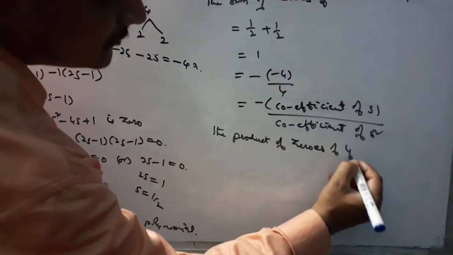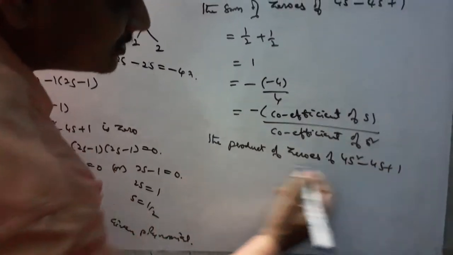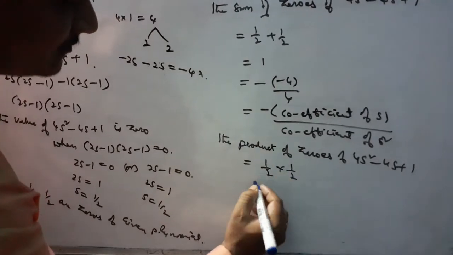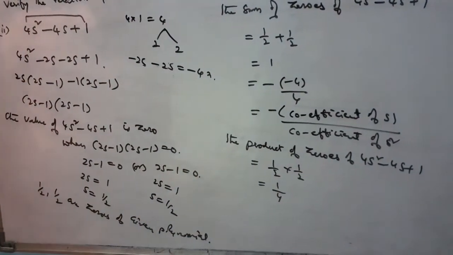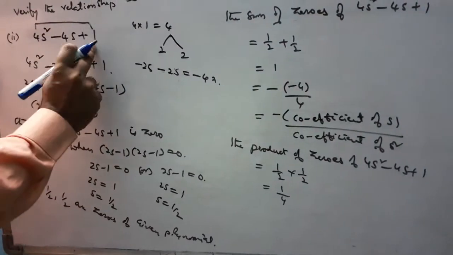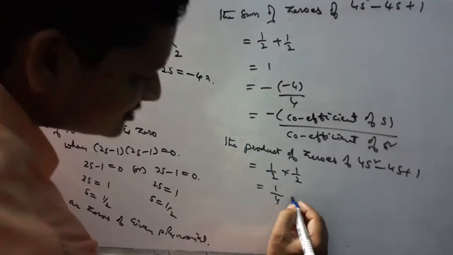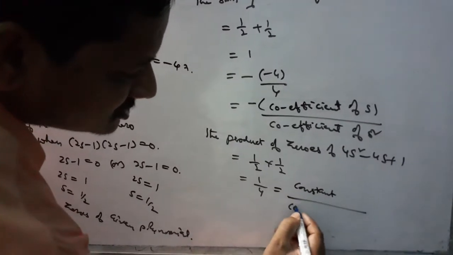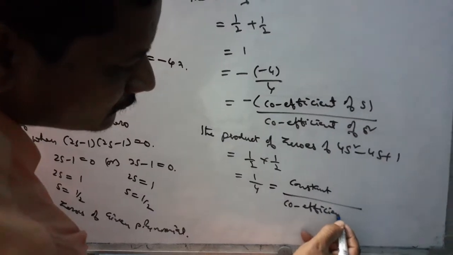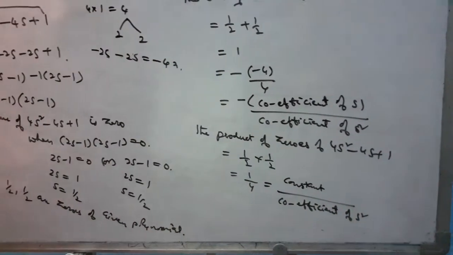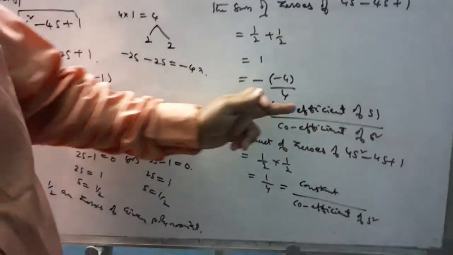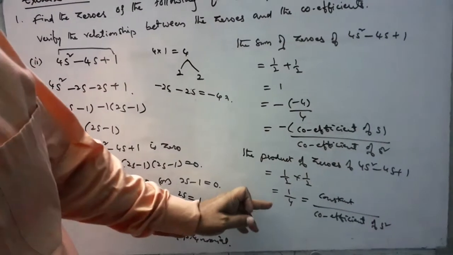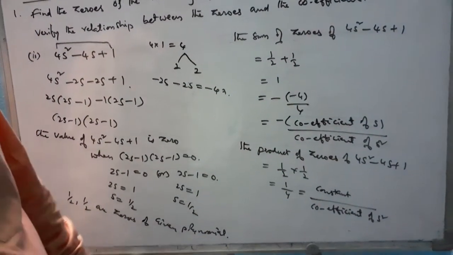zeros of 4s square minus 4s plus 1, that is equal to, product means here 1 by 2 into 1 by 2. So we will get 1 by 4. 1 by 4 means 1 is the constant, and 4 is the coefficient of s square. That is nothing but constant by coefficient of s square. So the sum of the zeros is equal to minus coefficient of s by coefficient of s square, and the product of the zeros is constant by coefficient of s square.